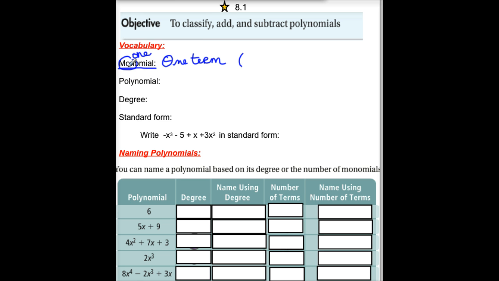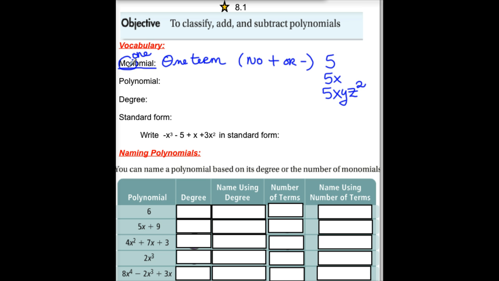Just think mono means one, and so it has one term, and really what that means is you won't see any addition or subtraction. For example, a monomial could be the number 5, that's just one term, or it could be 5x, and you don't see pluses or minuses, or it could be 5xyz squared, because again that's considered one term. There's no addition or subtraction.